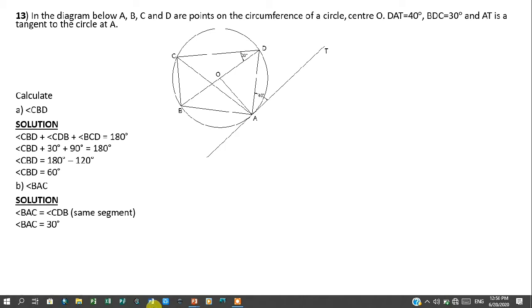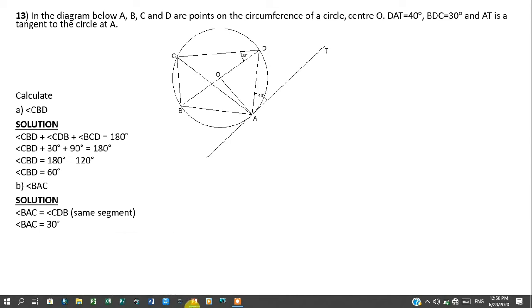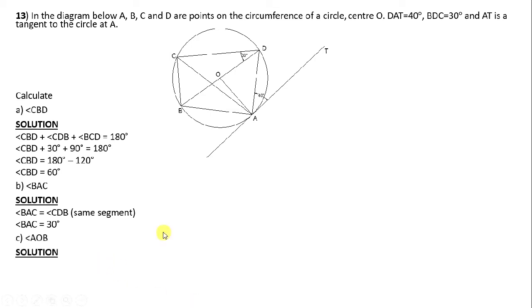We continue. Calculate angle AOB. Now, angle AOB is the angle at the center of the circle. So, the angle at the center is twice the angle at the circumference. So, what we are supposed to do is to find angle BCA. This angle here is half of angle AOB, or angle AOB is twice angle BCA. So let's find this angle.